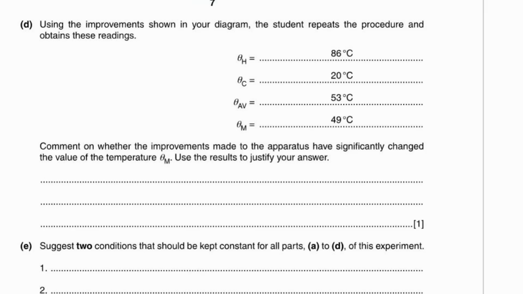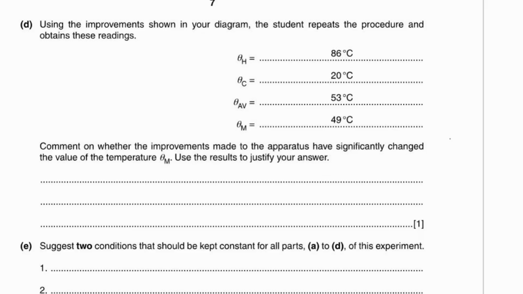D. Using the improvements shown in your diagram, the student repeats the procedure and obtains these readings. θh is 86 C, the cold water is 20, the average 53, and θm, the measured is 49. Comment whether the improvements made to the apparatus have significantly changed the value of the temperature θm. Use these results to justify your answer.